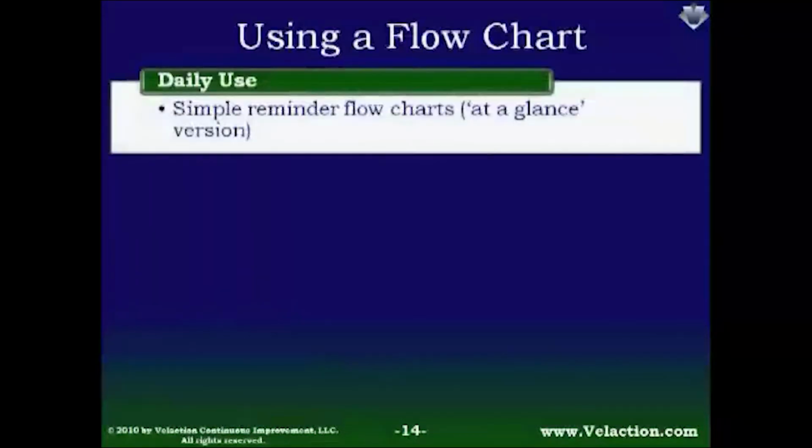So using a flowchart, there's a couple different ways you'll use it. One is as a simple reminder in your daily use. So you might have a little flipbook, and when you do a particular process, the flowchart shows you what to do. And I use things like this when I'm doing my posting. As you think about Volaction Continuous Improvement's business model, I do daily blogs and I do lean terms for my online dictionary and I create a lot of content. So each different thing I do has a different general flow to it.